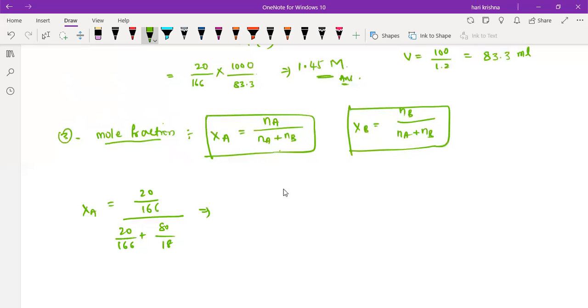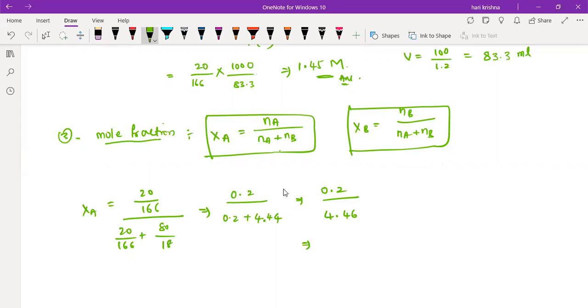To solve this one, what is the answer? You tell me. Solve this one and you'll get the answer. If you solve this above one, you'll get 0.2 by 0.2 plus 4.44. So 0.2 by 4.64. If you solve this, you'll get the answer. Tell the answer fast.